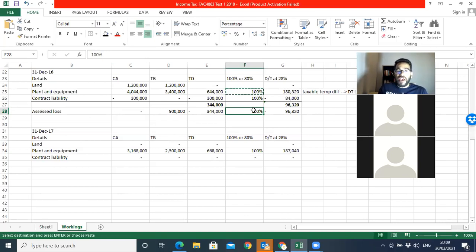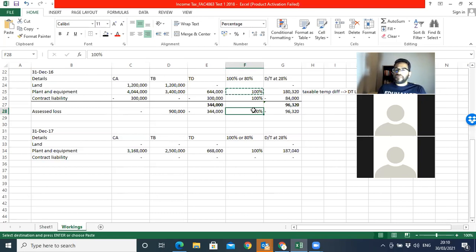SARS says, if you have an assessed loss, what we will do for you is, in future, when you make taxable income, you first reduce your taxable income in future by whatever assessed loss you have. Okay, so take note of that. So from an accounting perspective, in order to recognize that asset, in order to say that this asset has future economic benefits that are probable, you need to ask yourself, will you have enough taxable profits in future in order to benefit from the 900,000 Rand?